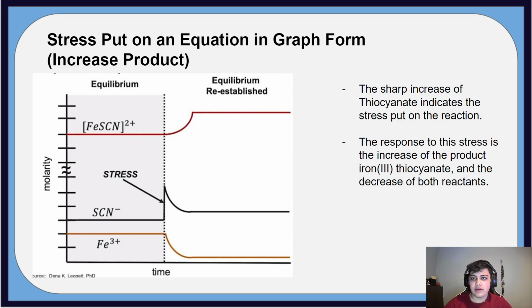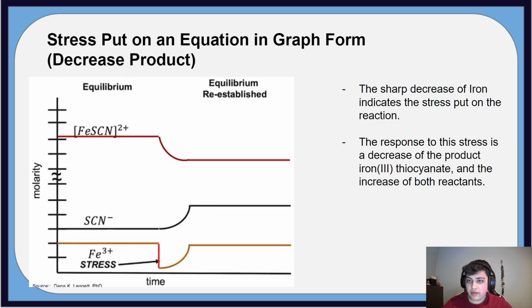In this graph, there is an increase in product, and where the dotted line is, you can see that there's stress added to the equilibrium. This sharp increase of the thiocyanate indicates the stress put on the reaction. The response to this stress is to increase the product of iron 3 thiocyanate and to decrease slowly both of the reactants, which reestablishes equilibrium.